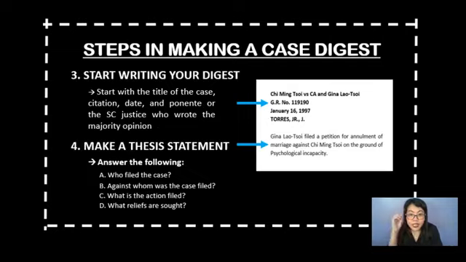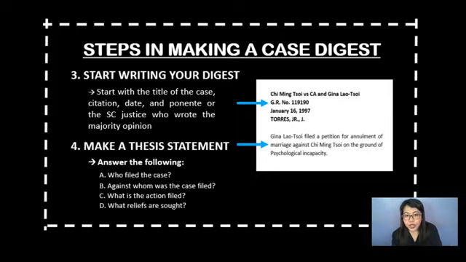Number 3, you start writing your digest. So, you start with the title of the case, citation, date, ponente, or the Supreme Court Justice who wrote the majority opinion. Actually, hindi naman strict yung pagfa-follow nito. Pwede namang yung pangalan lang ng parties and GR number and the date. There is no need to write down the name of the ponente. But then, maybe there are some professors who will ask you who wrote the majority opinion. So, it is much safer if kumpletuhin mo na lang lahat.